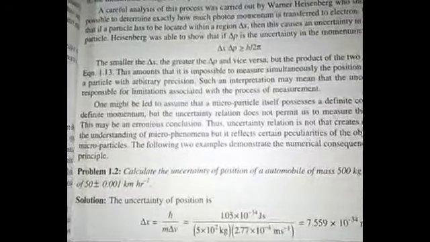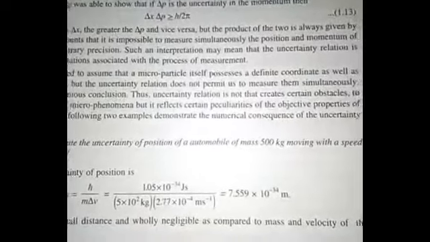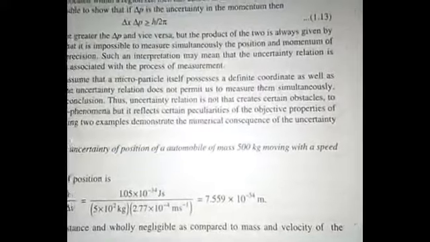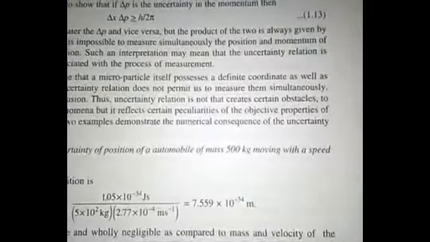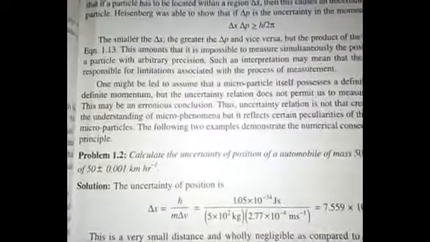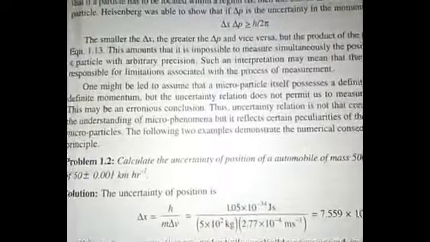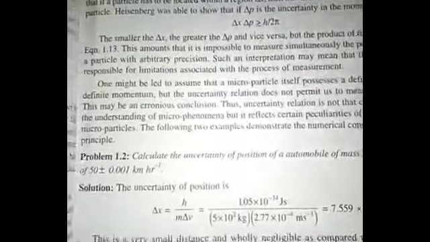Problem first. Calculate the uncertainty in position of an automobile of mass 500 kg moving with a speed of 50 plus or minus 0.001 km per hour.